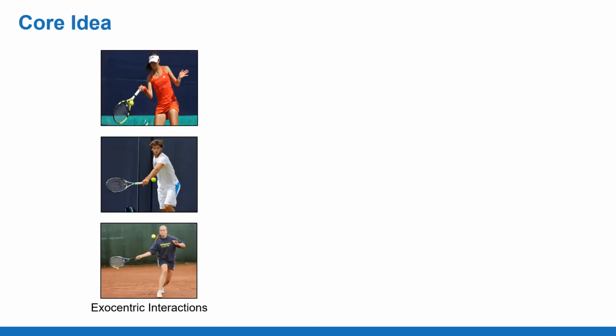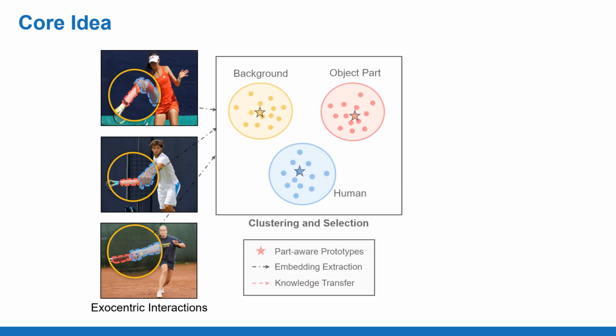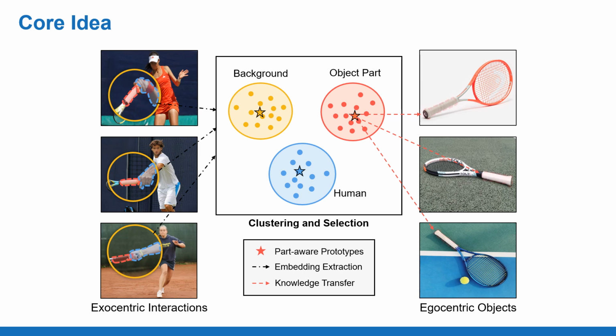We first find interaction areas and extract their feature embeddings. Then we learn to aggregate these embeddings into compact prototypes that indicate human, object part, and background. And we select the one representing the object part. Finally, we use the selected prototype to guide affordance grounding.